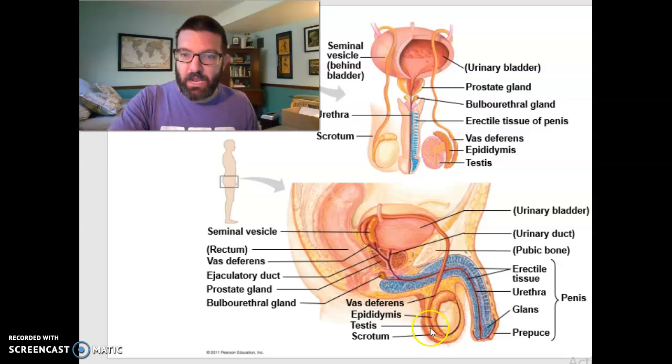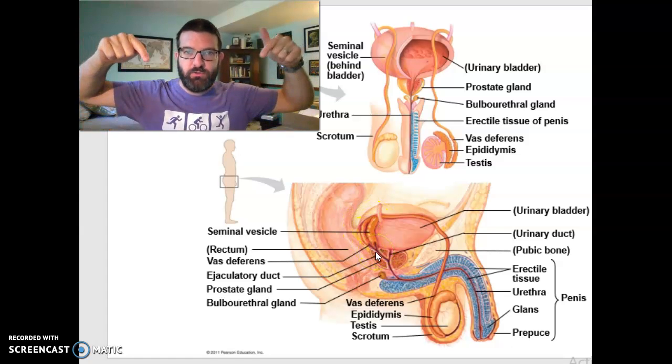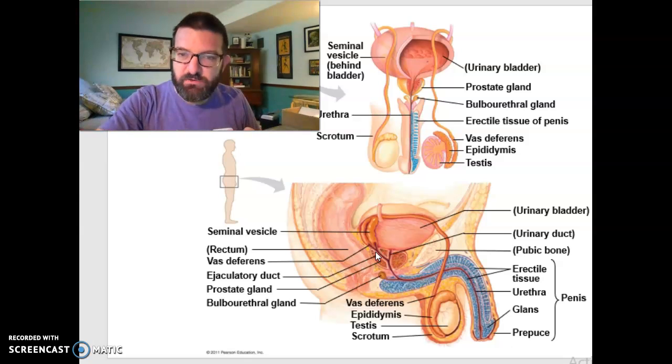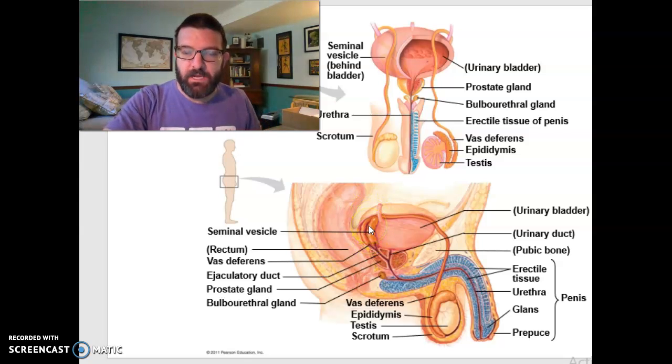Now this is where they hang out until it's time to go, and when there's an ejaculation event, they will move through the vas deferens or ductus deferens, which goes up over the bladder and down here. And you have two testes, so you have two vas deferens. Each of them will join together with fluid from the seminal vesicle. Now the seminal vesicle produces most of your semen, or at least the majority.